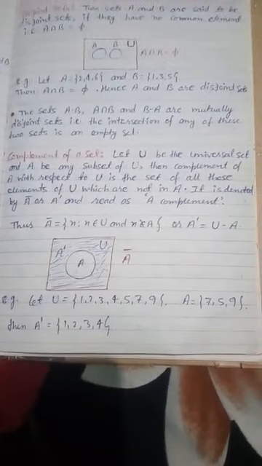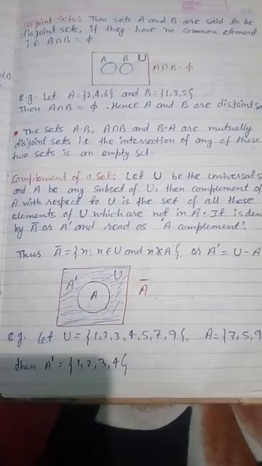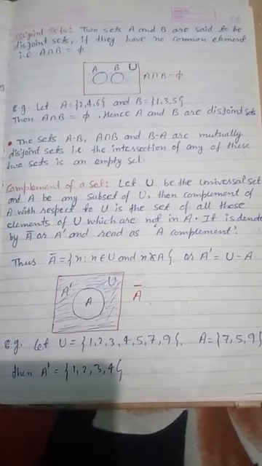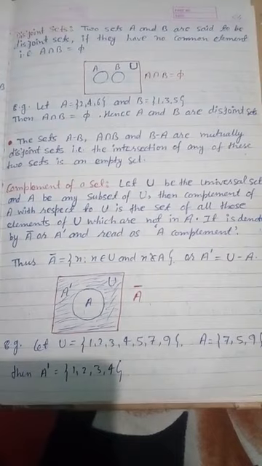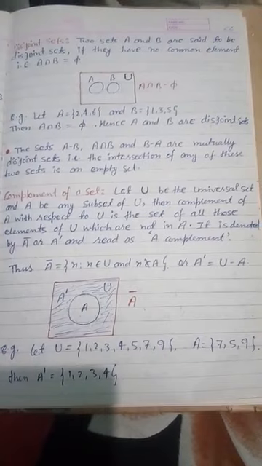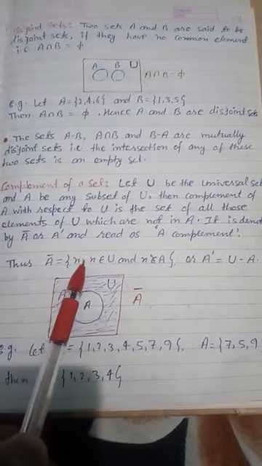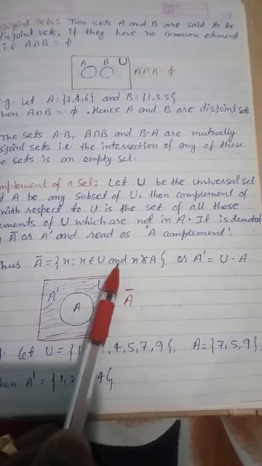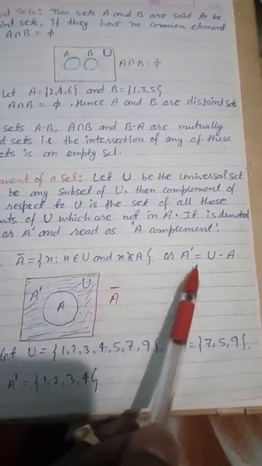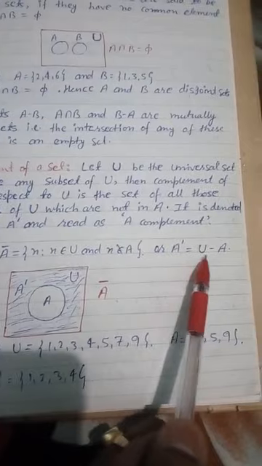Now, the next important topic is complement of a set. Let U be the universal set and A be any subset of U. Then the complement of A with respect to U is the set of all those elements of U which are not in A. It is denoted by A complement or A bar or A dash and read simply as A complement. It means A complement is equal to {x such that x belongs to U and x does not belong to A}. Or, by the definition of difference, A complement is equal to U minus A.